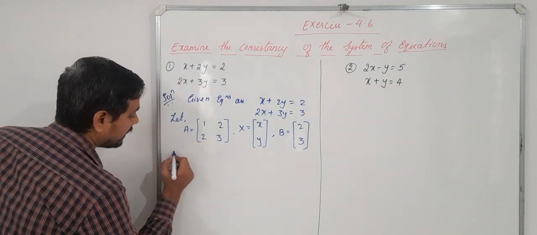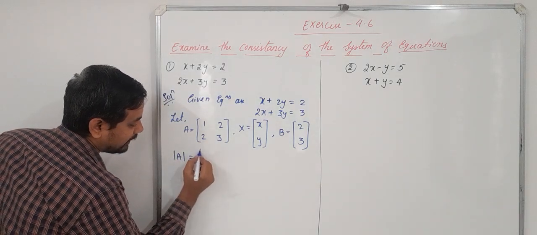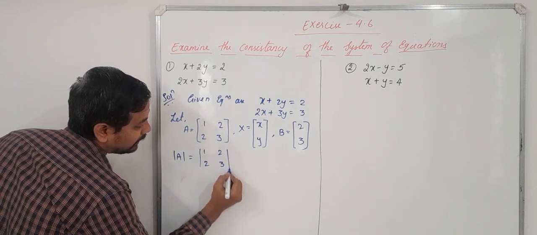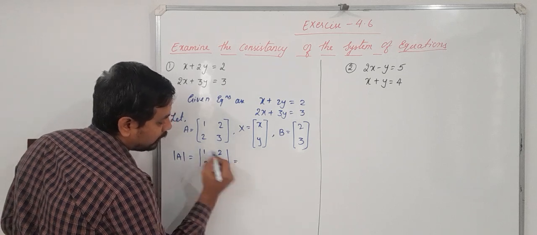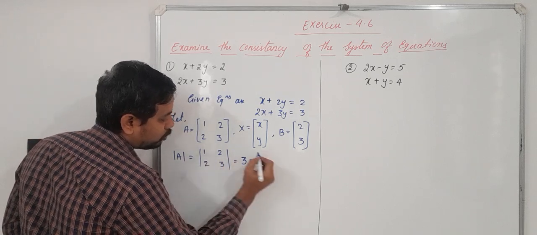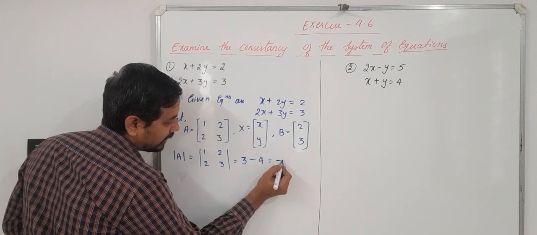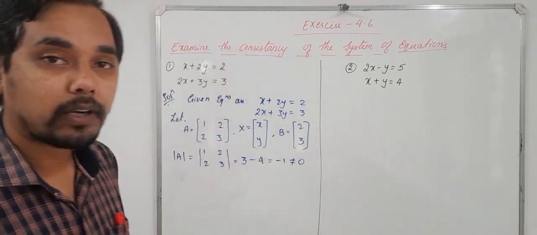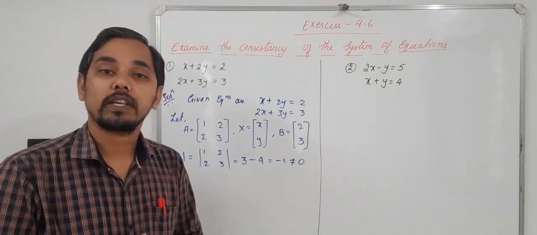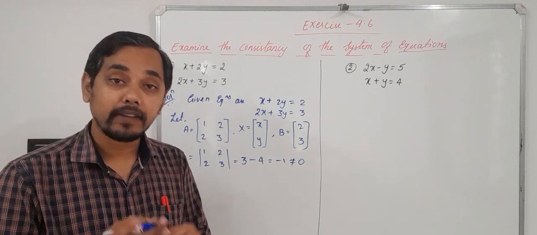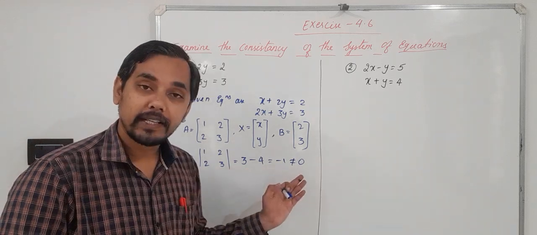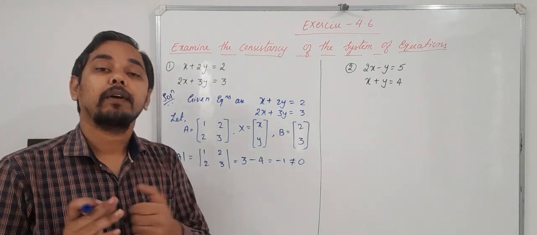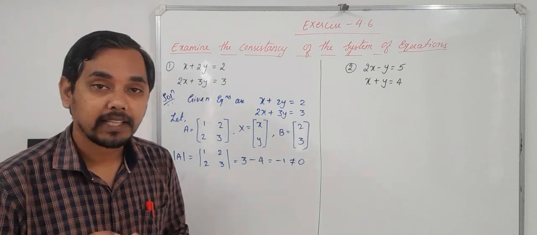Okay. So determinant of A can be written as determinant of 1, 2, 2, 3. This is 1 into 3, that is 3, minus 2 into 2, that is 4. So this is minus 1 and is not equal to 0. As the determinant value we got is minus 1, not equal to 0, we can definitely say that the system is having a unique solution. Why? Because when determinant is not equal to 0, it is a non-singular matrix, right? So the given matrix is non-singular. When the matrix is non-singular, definitely the inverse exists, right?